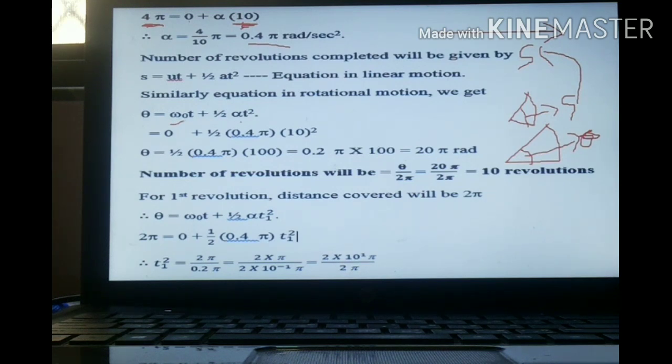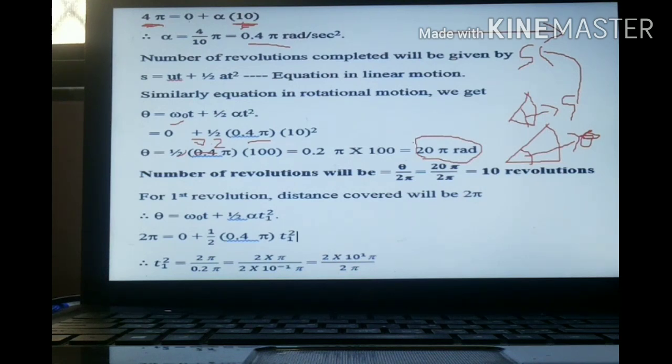Half alpha's value we have found out, that is 0.4 pi, and the time span is 10 seconds. 10 squared is 100. So half into 0.4 pi, this 2 and this 0.4 will get cancelled, and we will get 0.2 in the numerator. 0.2 into 100 pi, so we will get 20 pi radian as the angular displacement.